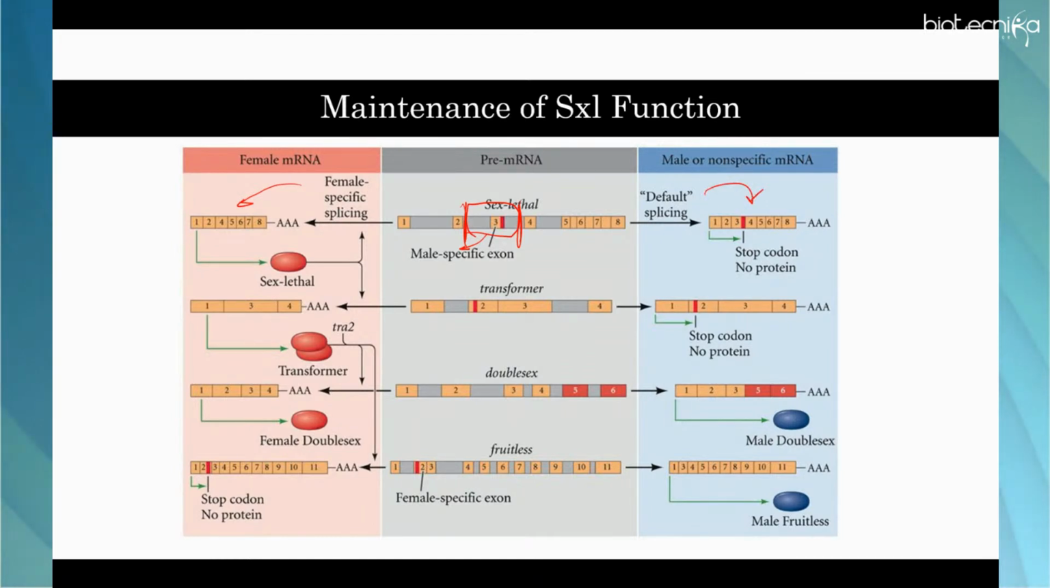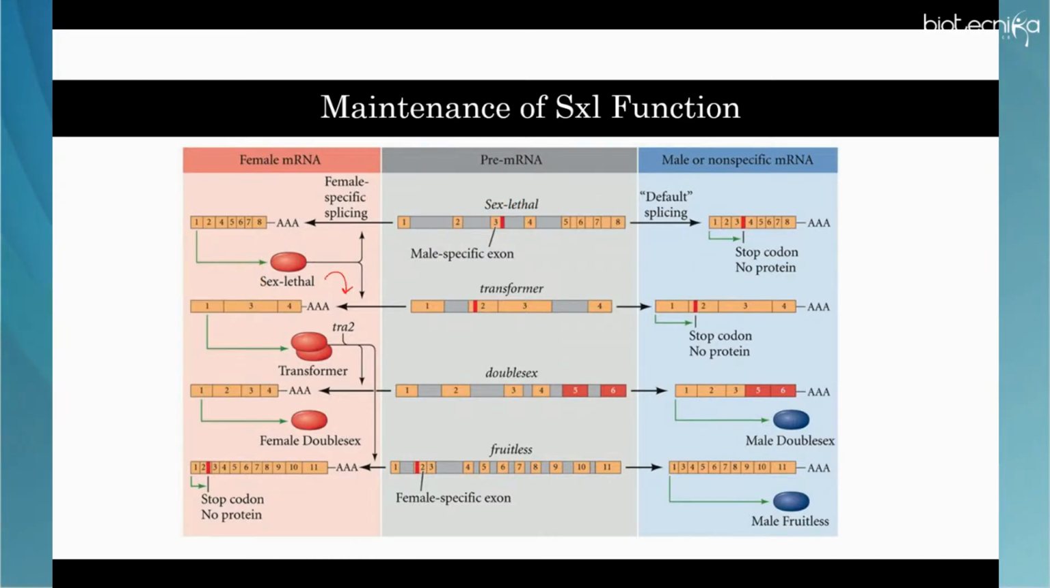Whereas the default splicing, if it is not going for female specific, is that all of these exons will be expressed. And when translation starts taking place, since it will encounter the stop codon, you will not get the protein. The functional protein will not be there. That's why in male you don't have SXL. The male specific default splicing leads to a stop codon, and that's why no functional SXL is formed. Whereas the female will form a functional SXL, Sex lethal, because they remove the male specific exon.